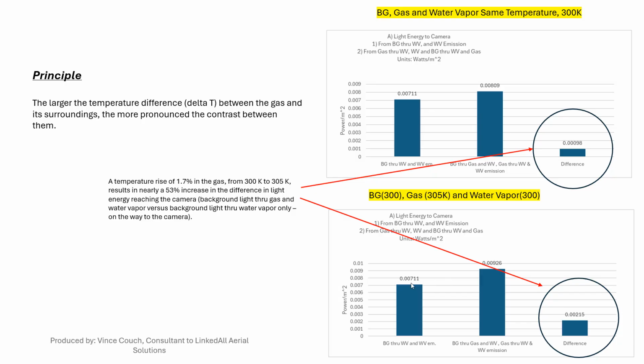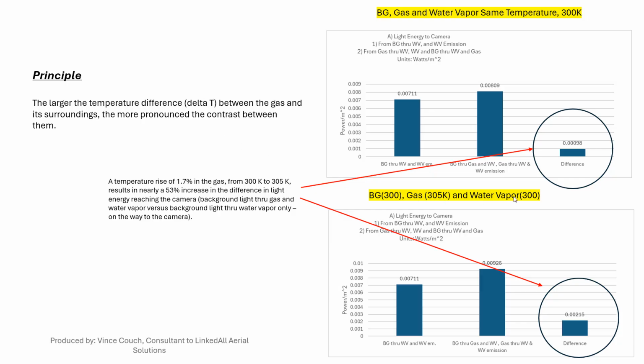Here you've got gases at 305. So the gas is a little bit warmer relative to the background, and we see the difference climb from 0.00098, which is 0.98 milliwatts, to 2.1 milliwatts. So from 1 to 2.1, that's about a 53% increase. The temperature went up by 1.7% from 300 to 305, and yet you had a 53% increase in the difference in the light intensity.